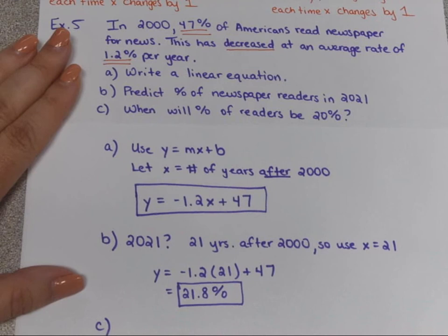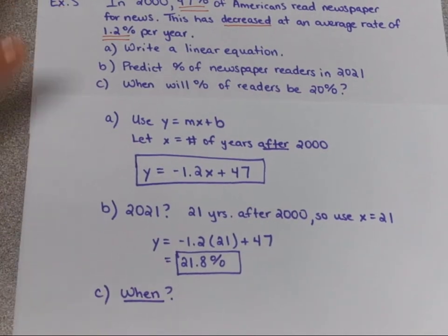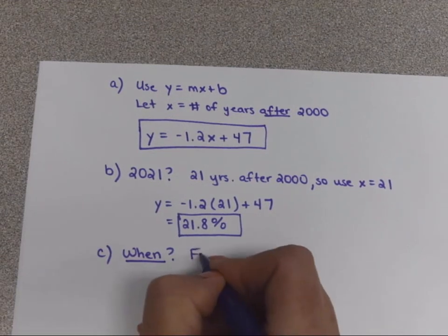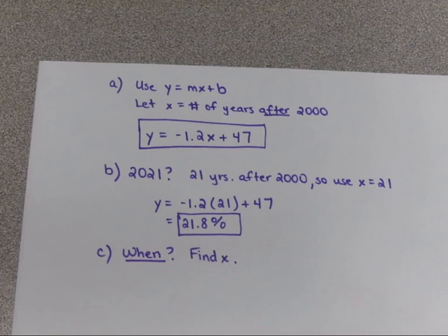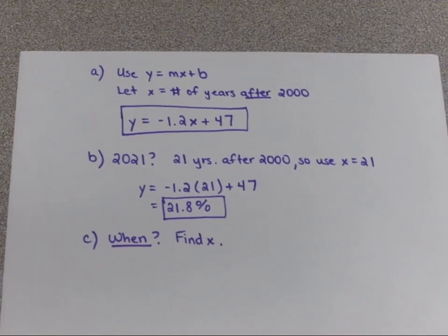Okay, so last but not least, notice that I asked when, right? If I asked you when, what does that mean? What do I not know if I'm asking you when? I don't know what year. In other words, I don't know what X is. So I don't need to plug in 20% for X, because remember, X is the number of years after 2000. Where would I actually need to plug the 20 in for?